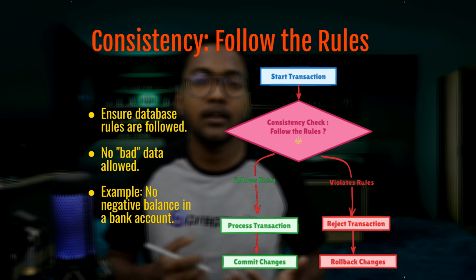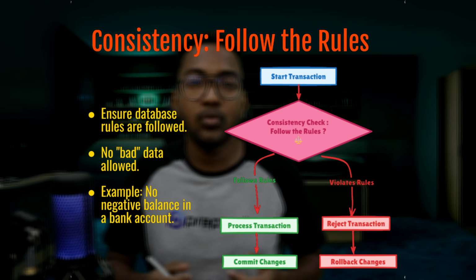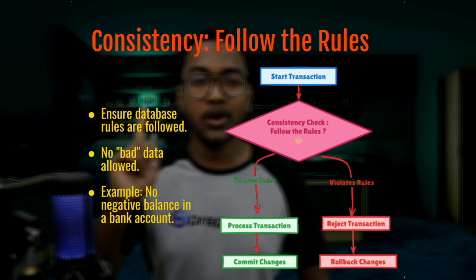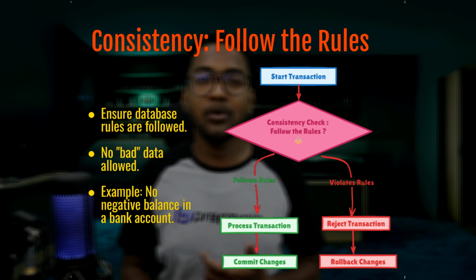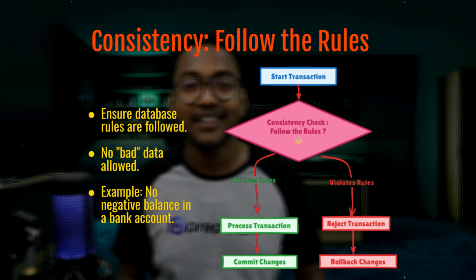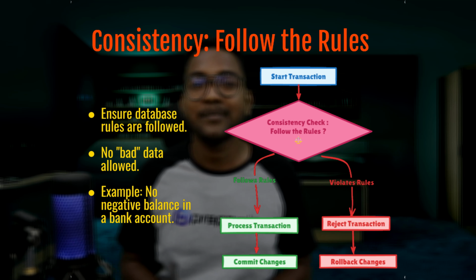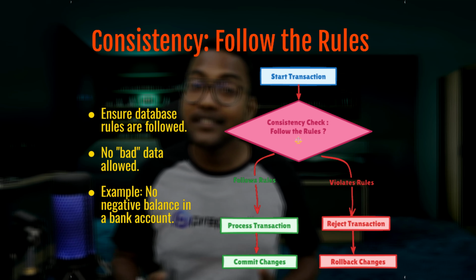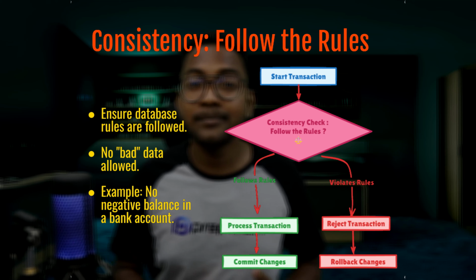Think of it like this. If you were at a pizza shop and they had a rule that every pizza must have at least one topping, you would not be able to order a pizza with zero toppings, right? That's how consistency works in a database. So if a transaction tries to break a rule, the system simply won't allow it.